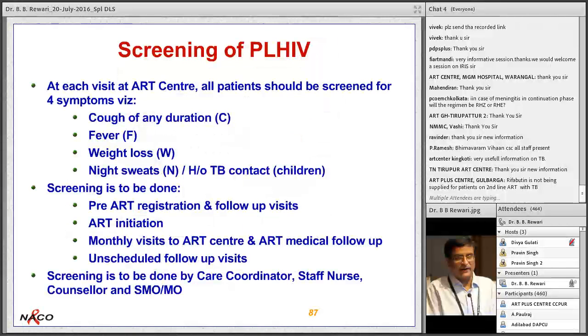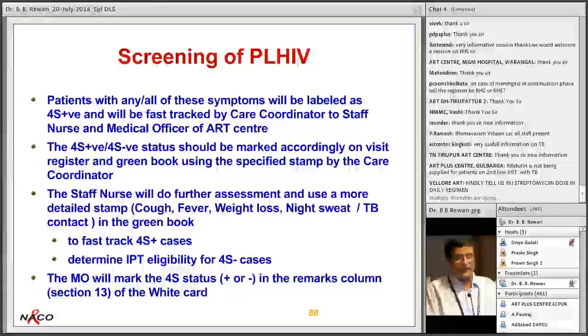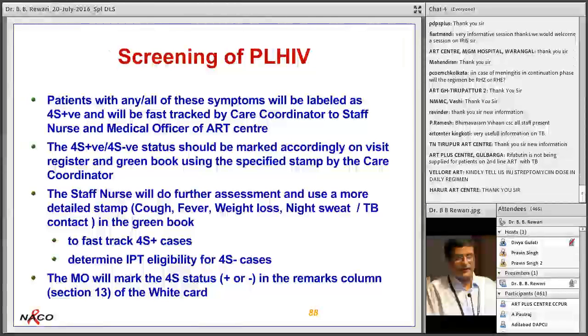Screening should be done at all visits: at pre-ART registration, ART initiation, and monthly visits, by the care coordinator and by all staff. A patient with any of these symptoms has to be labeled as 4S positive and fast tracked by the care coordinator to the staff nurse, who will fast track these cases.